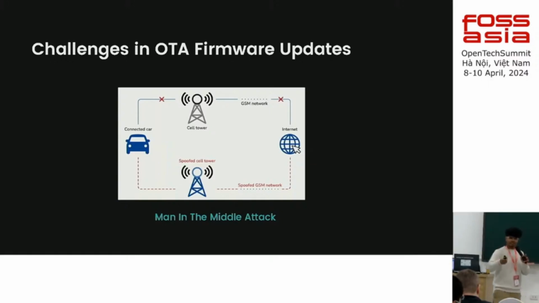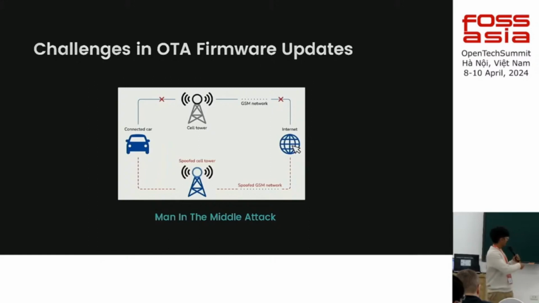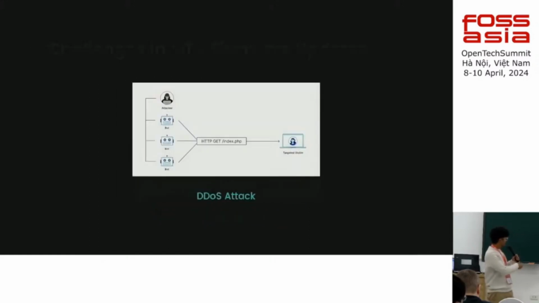Then anyone can sniff in between, read those packets, make changes to those packets, or even change the whole binary file, and then your IoT device will receive a different update. But it will not know that this is not the actual update it got from the centralized server. The second one is a DDoS attack.